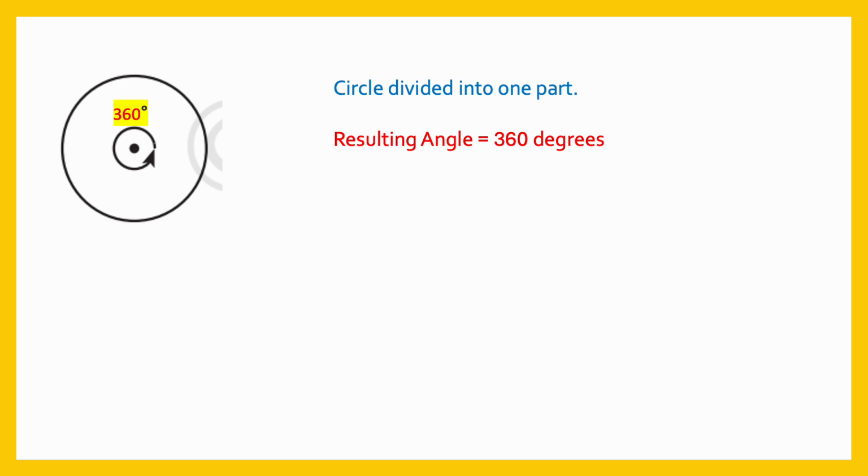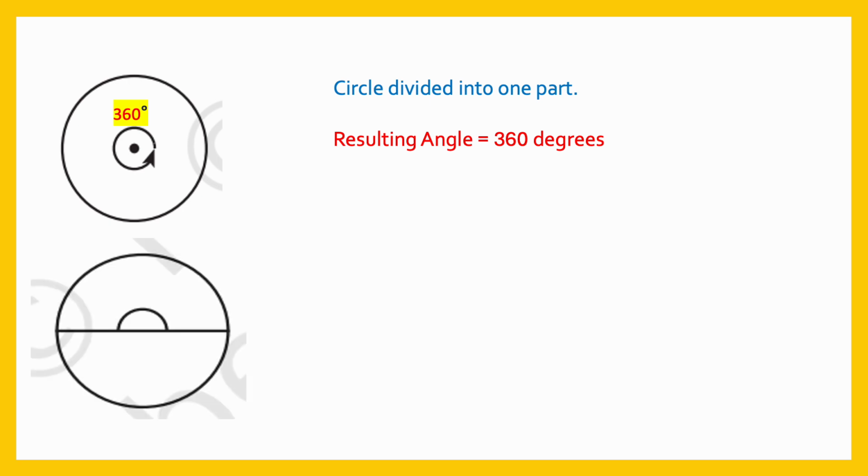See the first figure. We can see a full turn here. So, here the circle is divided into a single part. Then, the resulting angle is 360 degrees. This is a full turn. So, what is the resulting angle? The resulting angle is 360 degrees.